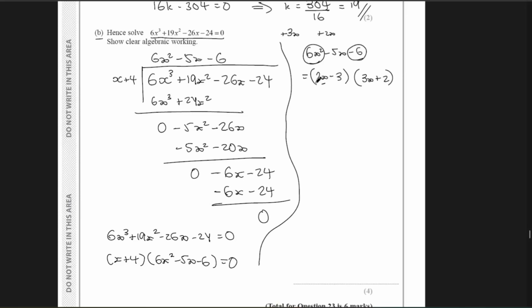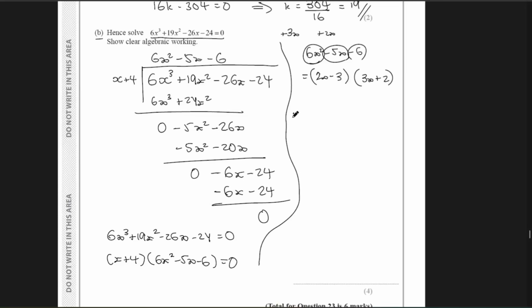So again, 2x times 3x gives us 6x squared, but let's check the middle terms. Minus 3 times 3x gives us minus 9x. 2x times 2 gives us 4x. And yes, this is equal to minus 5x. So this fits the quadratic equation.